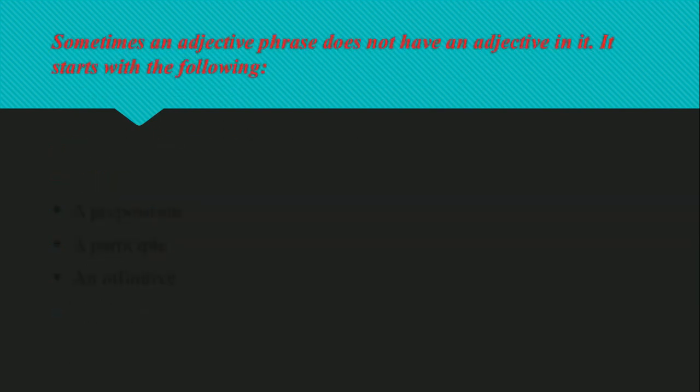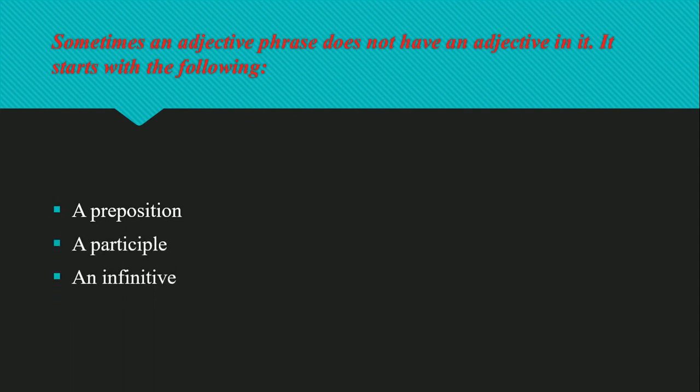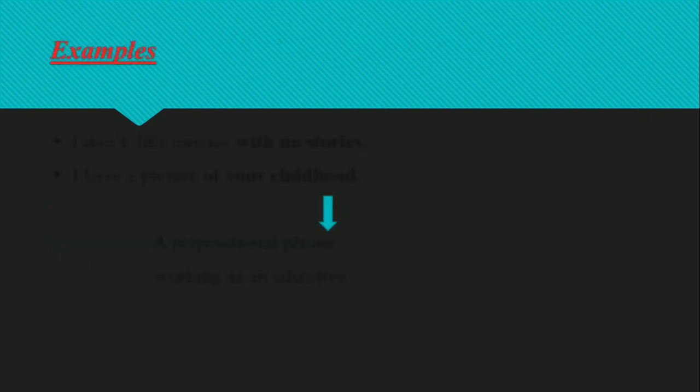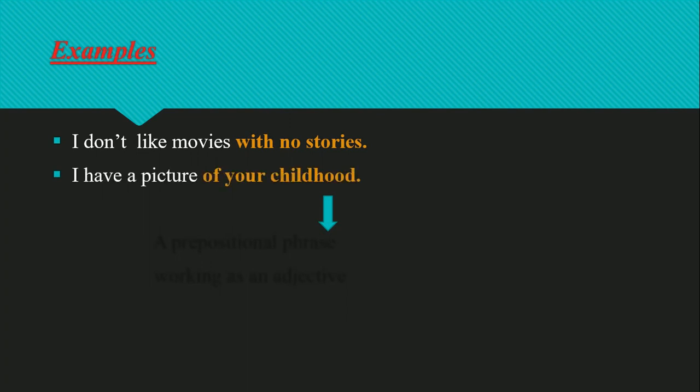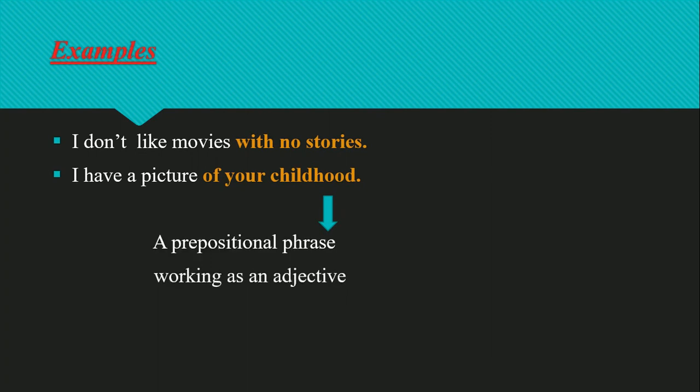Sometimes, an adjective phrase does not have an adjective in it. It starts with a preposition, a participle, or an infinitive. So let us see the examples. I don't like movies with no stories. Here, with no stories is a prepositional phrase working as an adjective, which is telling about the movie. I have a picture of your childhood. So, of your childhood is a prepositional phrase working as an adjective in this sentence and it is telling about the picture.